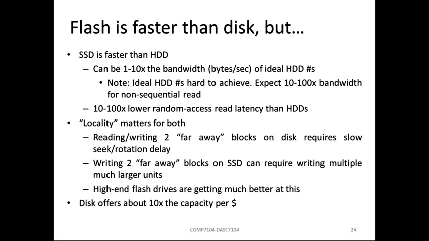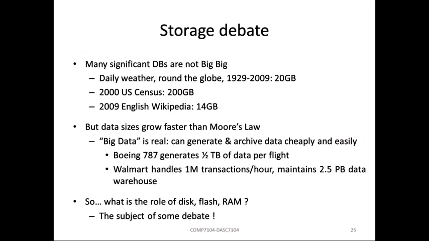Writing, not reading, but writing two faraway blocks on a flash drive may also require writing multiple much larger units. So locality matters obviously for both reading and writing in magnetic disks. It also matters for writing in flash disks. However, of course, magnetic disks are cheaper, significantly cheaper, maybe 10 times cheaper than flash disks.